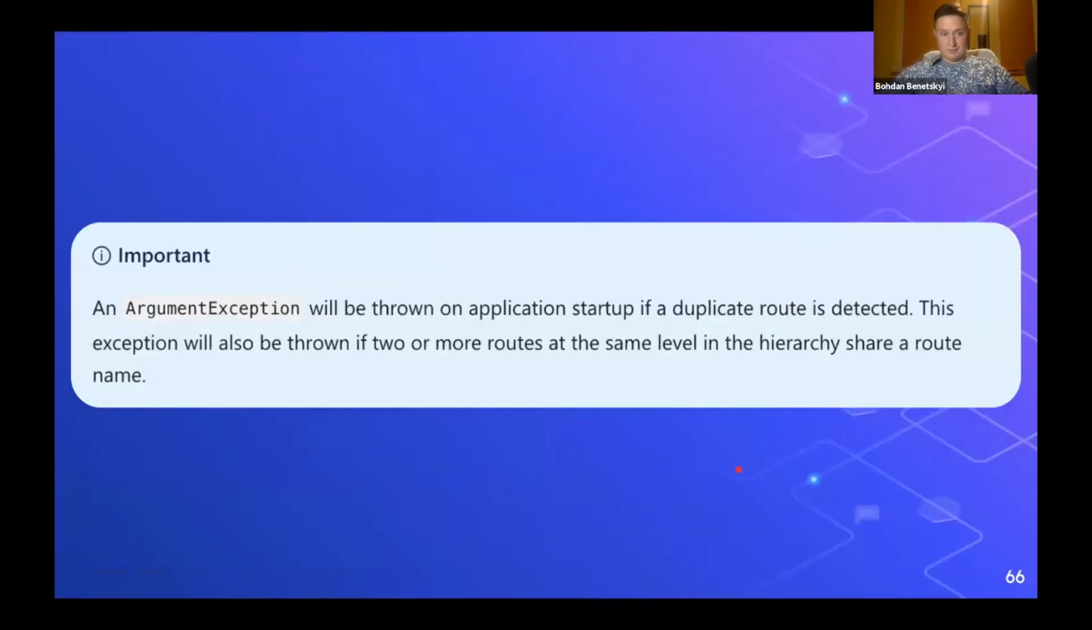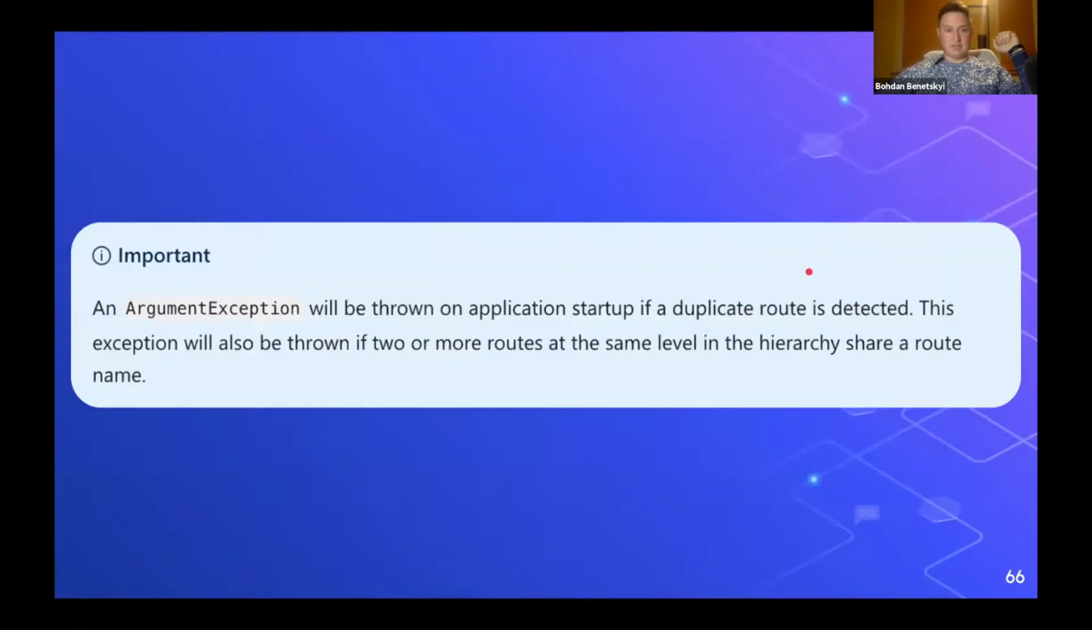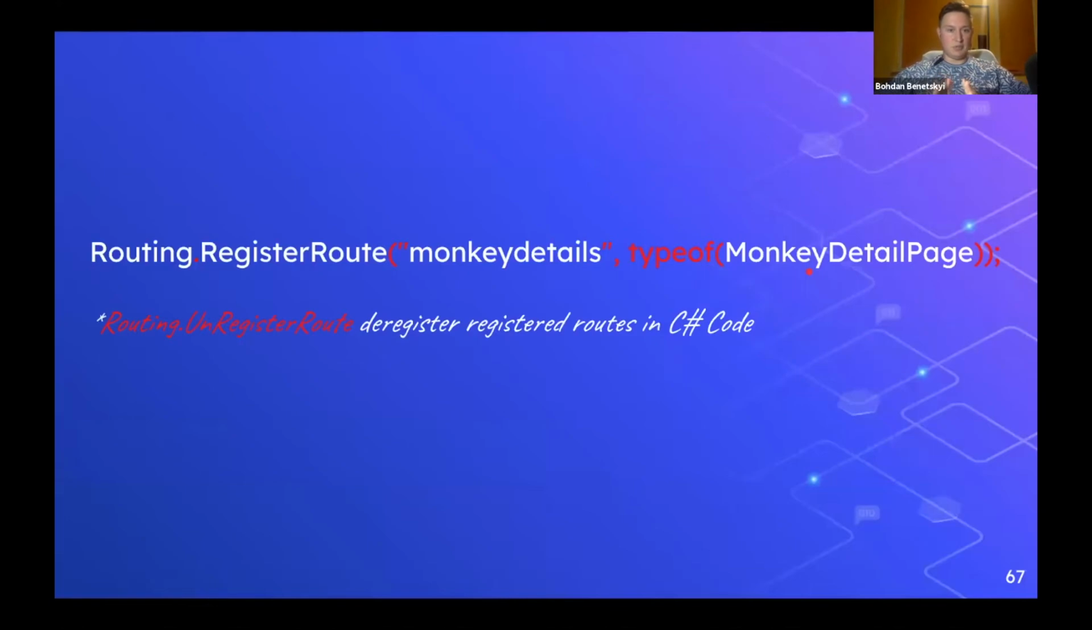And importantly, an ArgumentException will be thrown at runtime if you have duplicate routes in your app, but the same routes with different routes at the beginning can be allowed. For example, if we have domestic cats and dogs, and for some reason inside monkeys we also would like to define a cat, it's allowed because it's a different absolute path. But for short paths, it will not be available and will throw an ArgumentException at runtime as well. But about that in a moment.